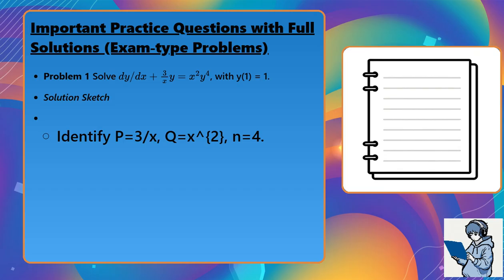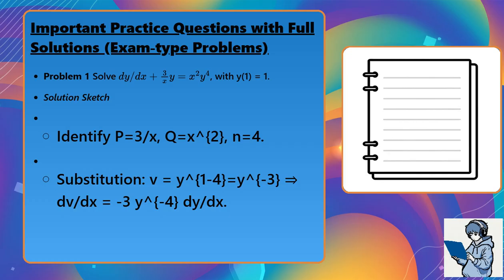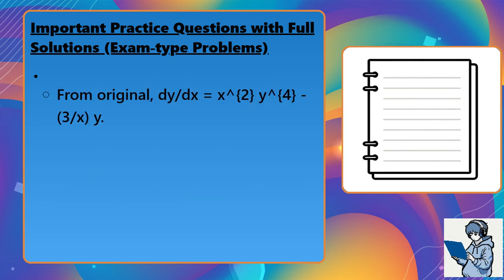Identify p equals 3 over x, q equals x squared, n equals 4. Substitution: v equals y to the 1 minus 4 equals y to the minus 3, which implies dv/dx equals minus 3y to the minus 4 dy/dx. From the original equation, dy/dx equals x squared y to the 4th minus 3 over x times y.